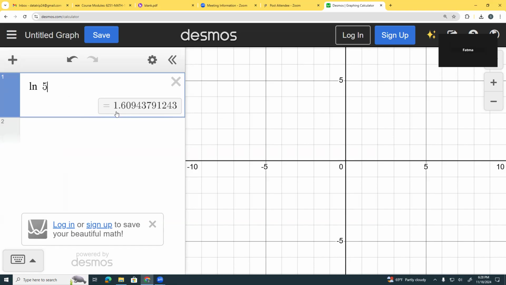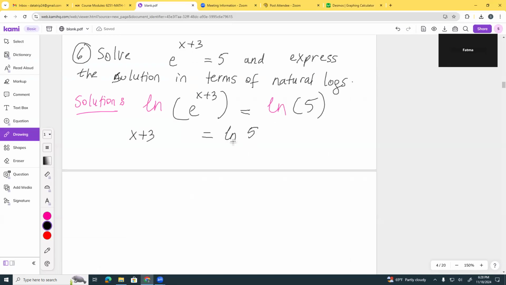So ln 5 is such a crazy decimal, but we don't have to write it here. We're just going to leave the answer as ln 5. That's what this part means here: leave the solution in terms of natural logs. That's what it means here.